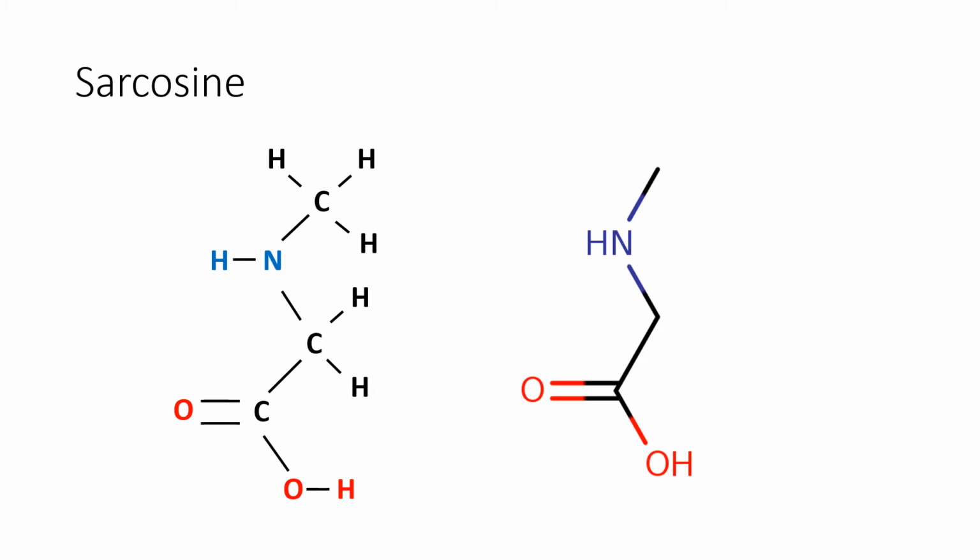You notice that in the structure on the right, there are some things that we haven't drawn. For starters, we haven't labeled the carbons. We haven't drawn the hydrogens that are bonded to the carbons. And we haven't drawn the bonds between hydrogens bonded to non-carbon atoms.